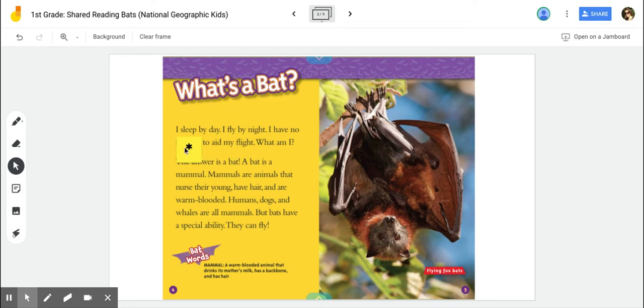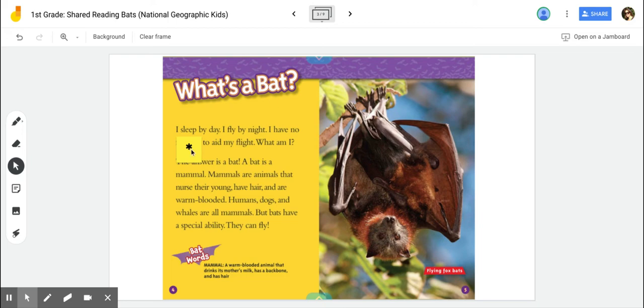Let's think about this word. What would make sense here? I sleep by day, I fly by night. I have no to aid my flight. What does a bat not have? Maybe I have no wings? That doesn't really make sense. A bat has wings. Maybe I have no feathers? Like a bird? Okay, that might make sense. What else happens to aid flight? Maybe I have no engine like a plane?